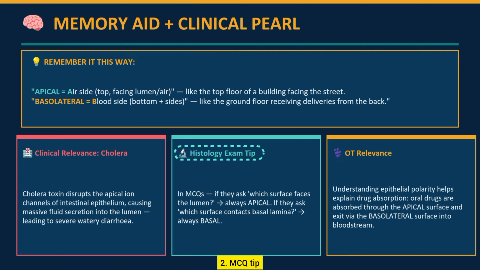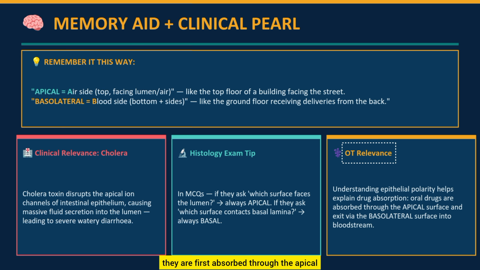Second, MCQ tip. If a question asks, which surface faces the lumen? The answer is apical. If a question asks, which surface contacts the basal lamina? The answer is basal. Simple. Third, operation theater relevance. When we take oral drugs, they are first absorbed through the apical surface in the intestine, and then they exit through the basolateral surface into the bloodstream.